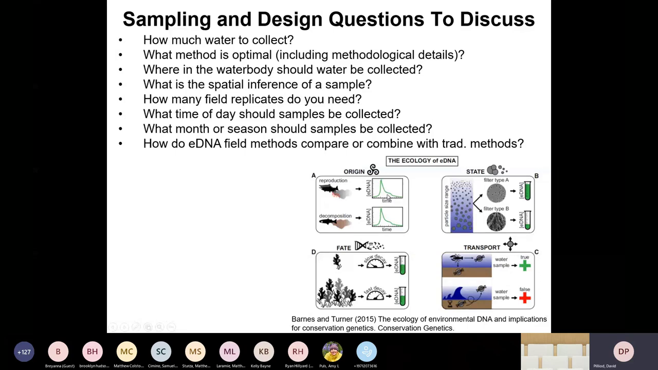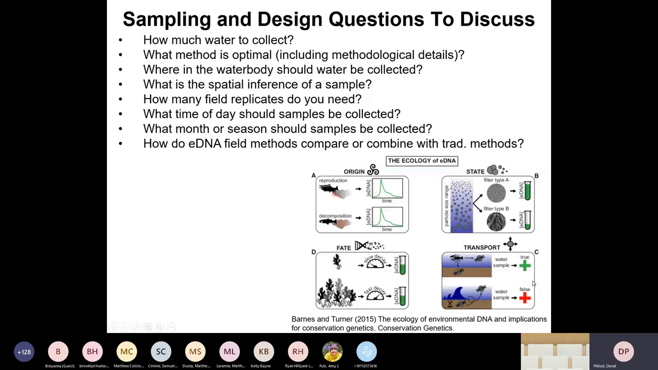That might be your question, but if it's not, you might get some weird results if you happen to be sampling through the reproductive period. And if there's a lot of decomposition going on, you might also get that spike. So that would be an example of origin influencing the temporal nature of your sampling. And then the state of the DNA, obviously influenced by pore size and filter type, but also by other characteristics such as suspended sediments in the water, could influence how much DNA you're able to concentrate, capture.